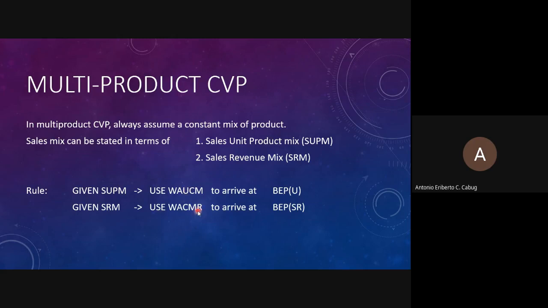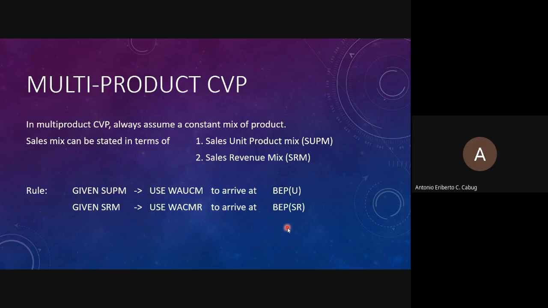Now, pagdating sa UCM tsaka sa CMR calculation, kailangan natin hanapan ng average. Okay? We need to calculate the average of the UCM and the CMR. To simplify things, if you are given the sales unit product mix, you may use the weighted average UCM to arrive at the break-even point in units. If you are to use the sales revenue mix, you may use the weighted average CMR to arrive at the break-even point in sales revenue.